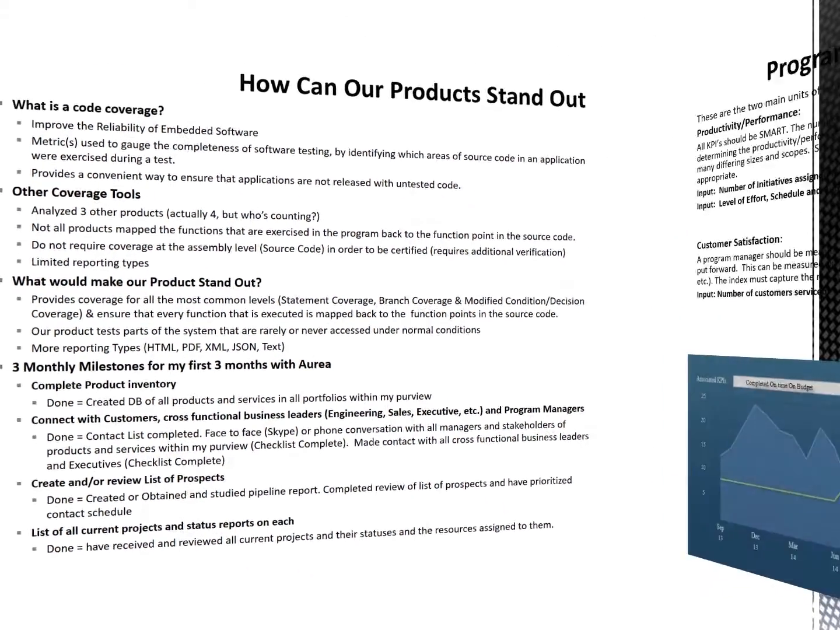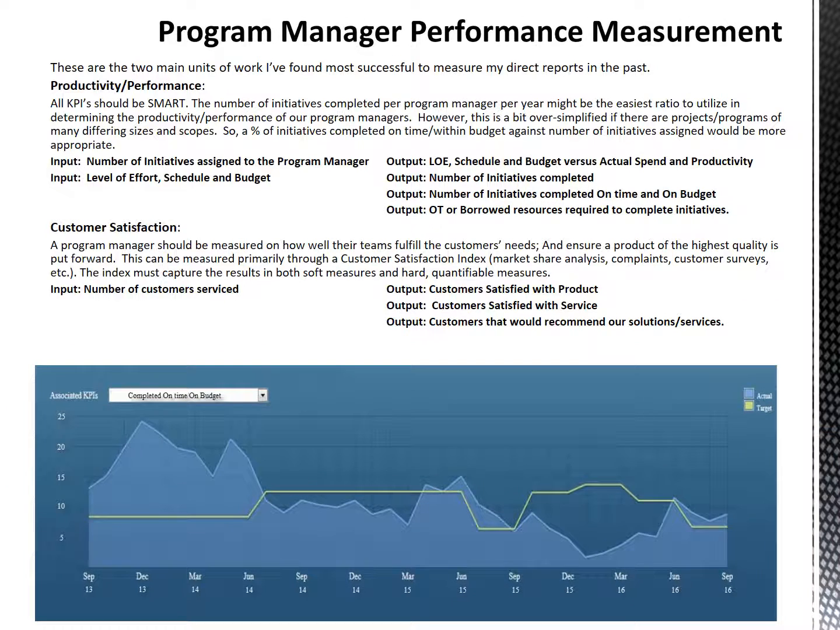So moving on to program management performance measurement. I know you'd asked for one, and I hope I don't get docked for putting two on here, but I couldn't really decide which one was most important because I think they're both very, very important. As far as productivity and performance, I think that's a pretty easy one. What we do is look at the initiatives that were completed per program manager per year or per month or per time frame, and then measure that against how many were assigned to them.